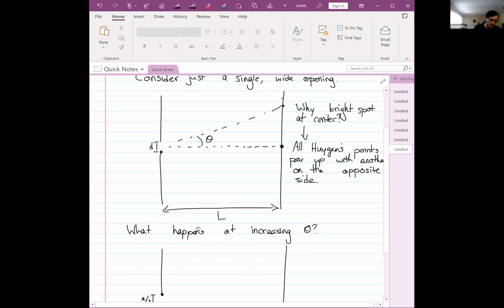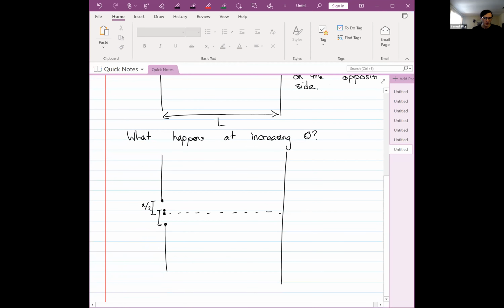Oh, reminder, sorry, that's not labeled D, that's labeled A. We use a different variable for single slit width just so we don't confuse them, because we're going to combine them eventually. So the aperture size, the size of the opening, is labeled A. So this distance is actually exactly A over 2. And we want to know what angle makes the distance that one travels further than the other equal to lambda over 2?